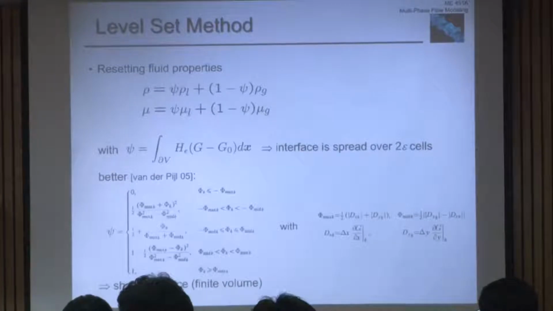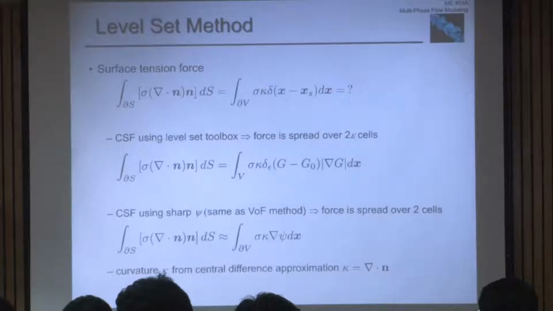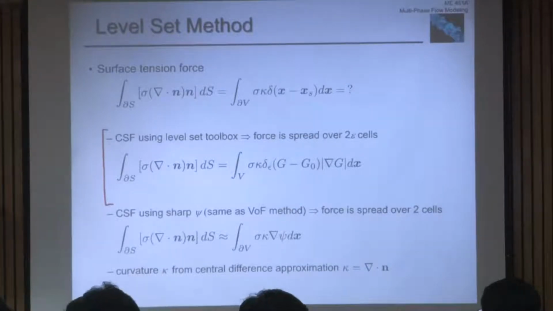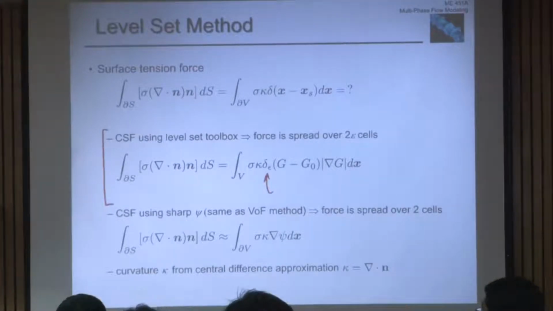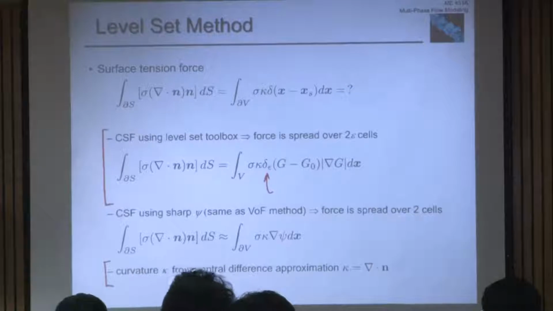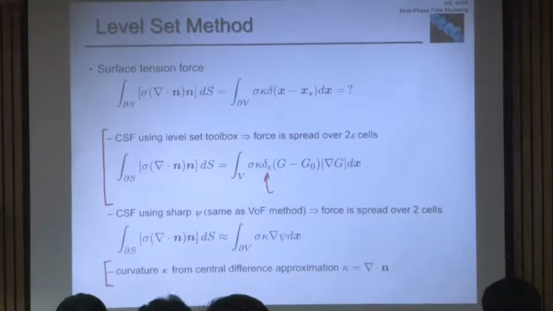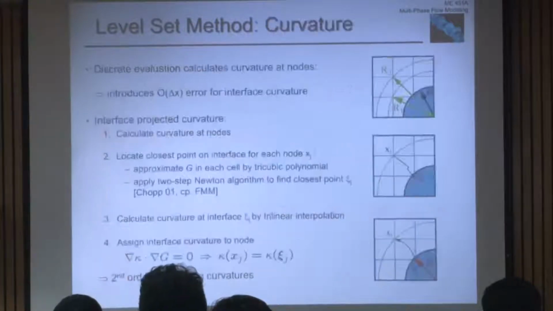I'm not going to spend much time resetting the fluid properties, computing the Heaviside, how to estimate the surface tension. Well, you can estimate the surface tension still using the continuum surface force by using a numerical delta. And we've talked about how to write that numerical delta. And you can compute the curvature by taking a simple central difference approximation of the divergence of the normal. The normal, we've talked about how to get.